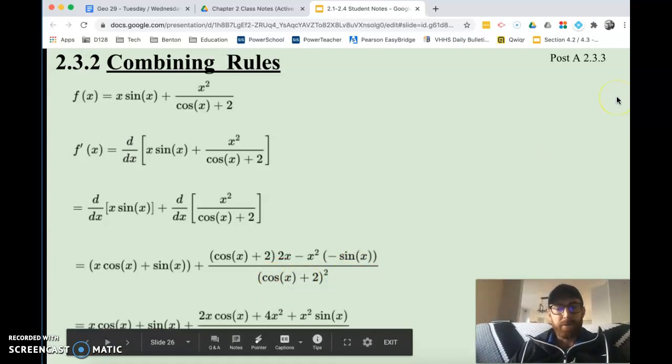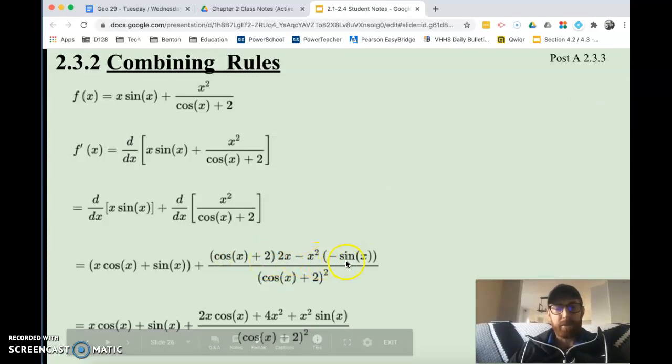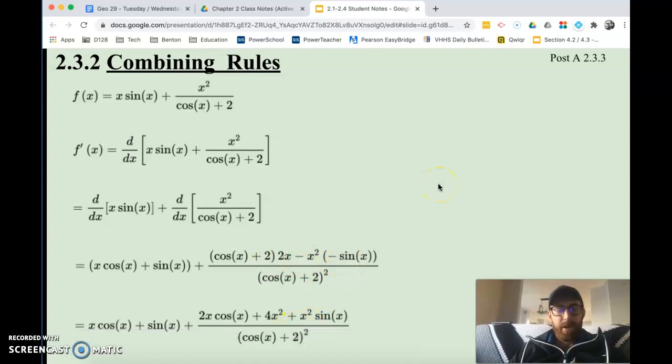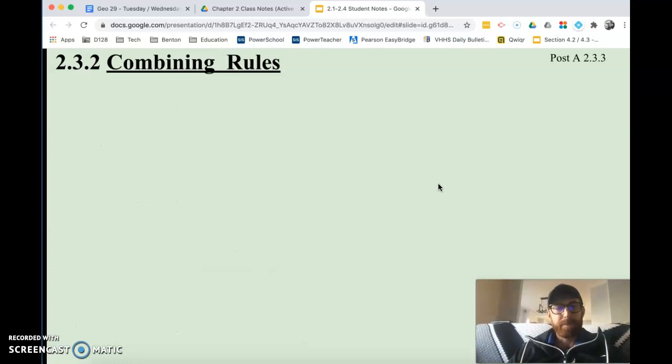So if I clean it up a little bit more, I'm going to distribute that 2x into the cosine into the 2, and I'm going to multiply negative x squared times negative sine x. So that's how I get this right here. And then from there, you can just leave it. That one should be good to go. That's as clean as we're going to make it, right? If you wanted to FOIL the bottom out, you could, but we're not going to get anything to cancel out anymore. So let's just leave it like that.